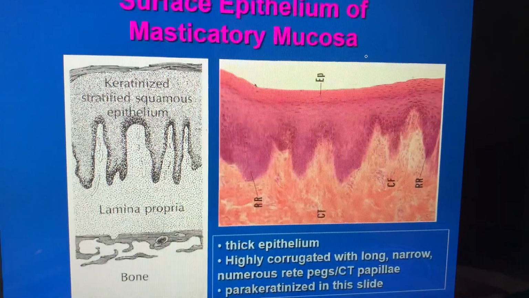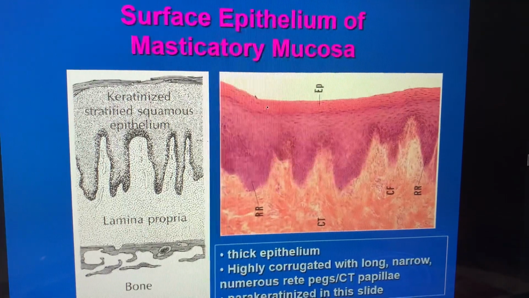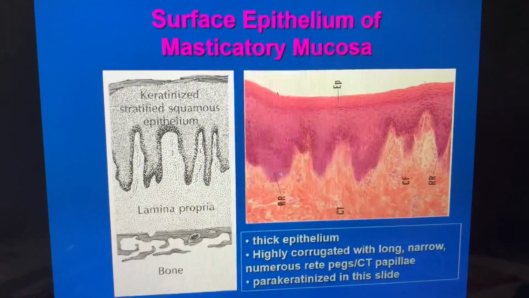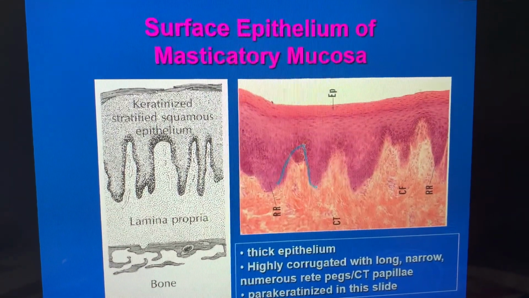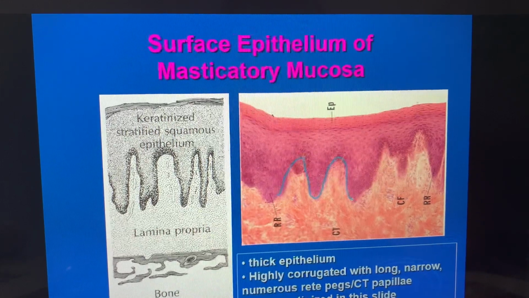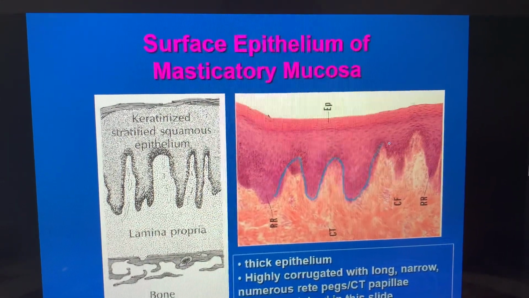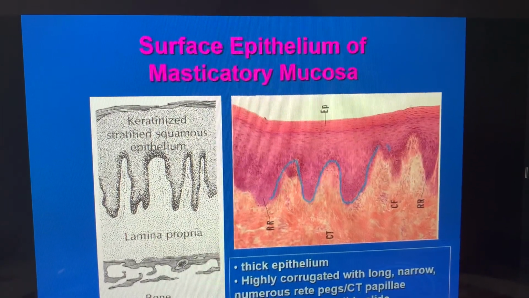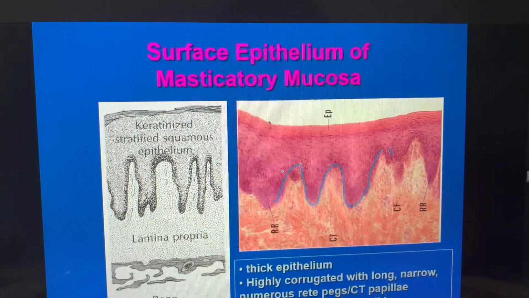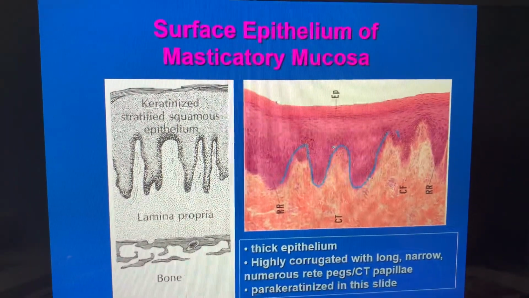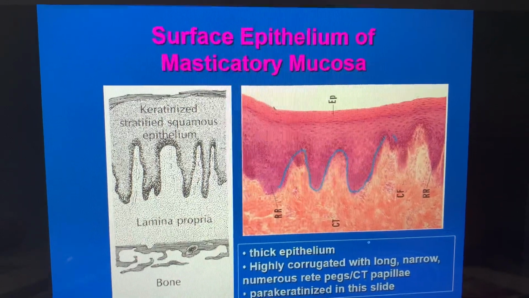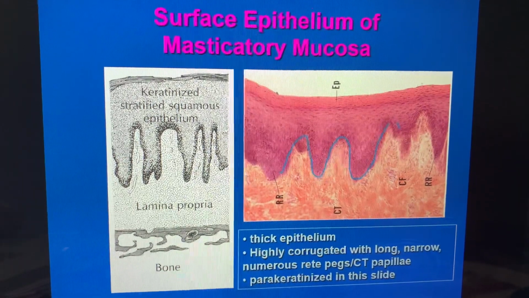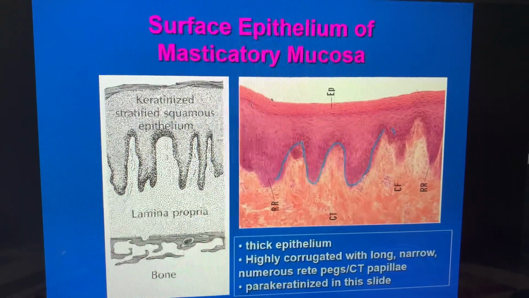Then when we go to this slide, this is also masticatory mucosa. Again, I just want to show you how the rete pegs don't quite look as long or numerous as on the other slide, but they are overall pretty long, with the exception of this one that got cut off in the preparation. We have a highly corrugated basement membrane with long rete pegs and alternating connective tissue papillae. Okay, and this is parakeratinized, so it has the same layers as the orthokeratinized.